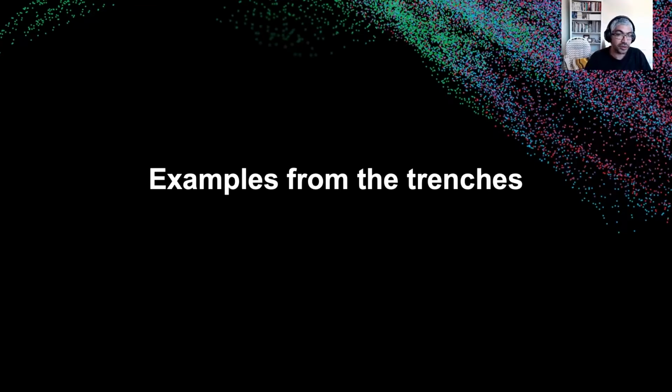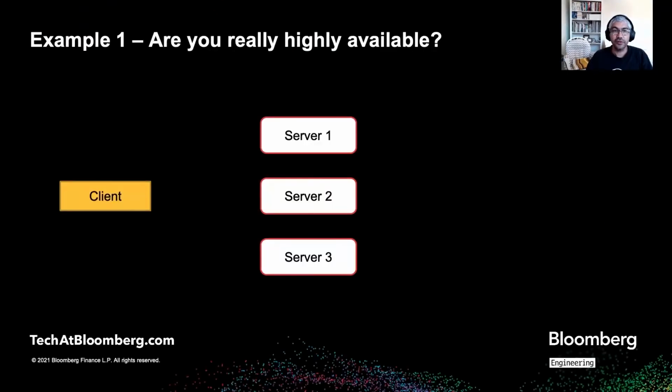And the second reason is to give you a flavor of the kind of experiments that you can run and what you can learn from them. So let's get started. The first example is, are you really highly available? So typically, if you want to be highly available, you would run n copies of a server. For example, here we have servers 1, 2, and 3, and you have a client that connects to server 1.